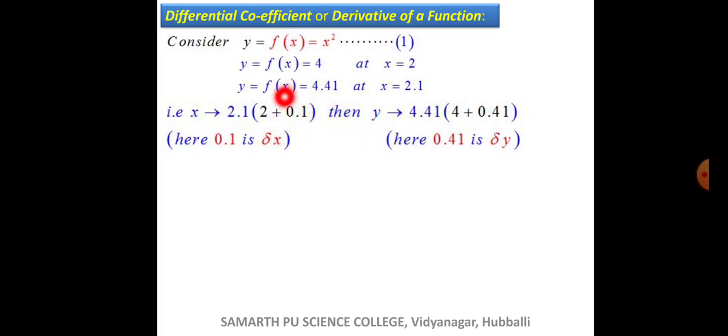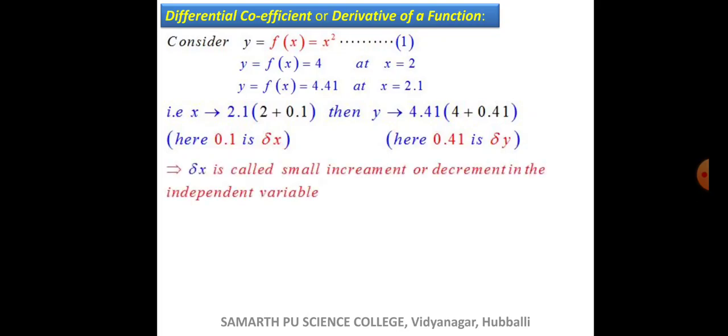Here we increased x only by 0.1. Then y becomes 4.41, that is 4 plus 0.41. As x increases, y also increases. Here 0.1 is nothing but delta x, and 0.41 is the increment of y, that is delta y. Here delta x is called a small increment or decrement in the independent variable.